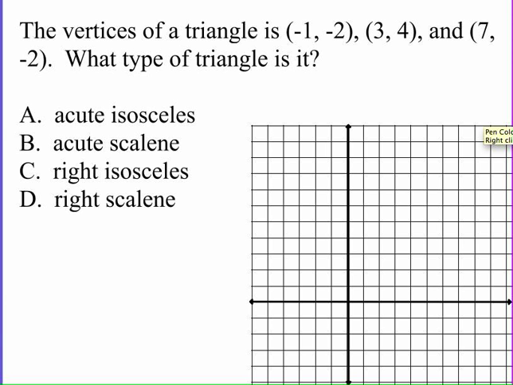If I gave you this problem, what do you think you should do? Graph it. Graph it, okay? You've got graph paper, might as well graph it so you can see a visual. So you have -1, -2, you have 3, 4, and you have 7, -2. And you have to determine what type of triangle this is.